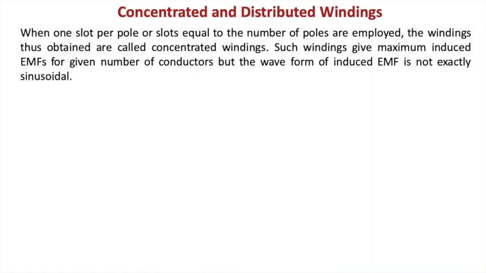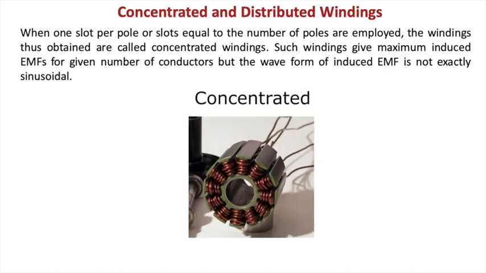Concentrated and distributed windings. When one slot per pole or slots equal to the number of poles are employed, the windings thus obtained are called the concentrated windings. Such windings give maximum induced EMFs for a given number of conductors, but the waveform of the induced EMF is not exactly sinusoidal. So here is an example of a salient pole machine where the poles are being wound by the concentrated winding.